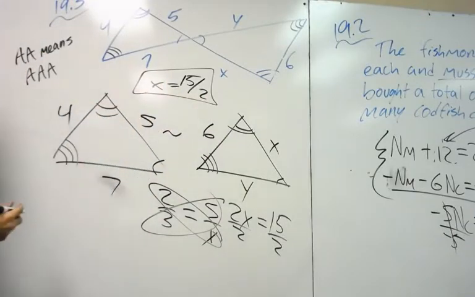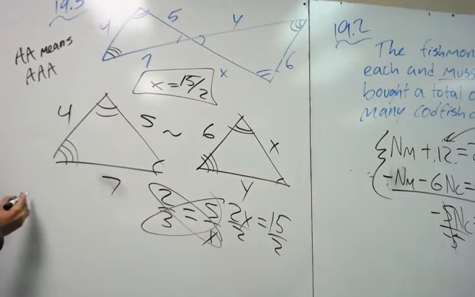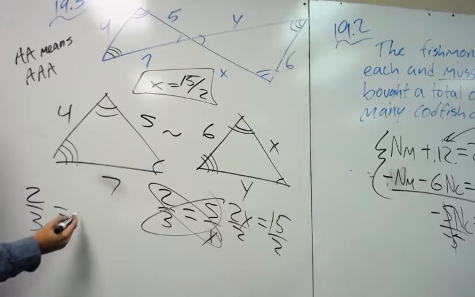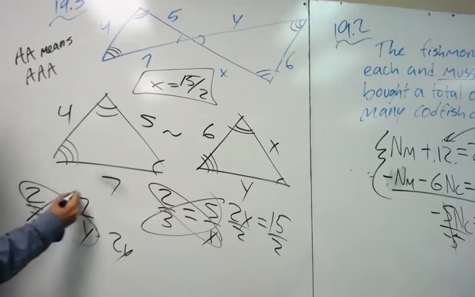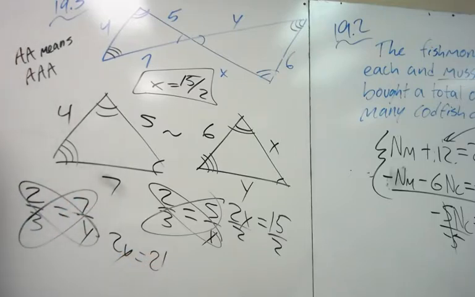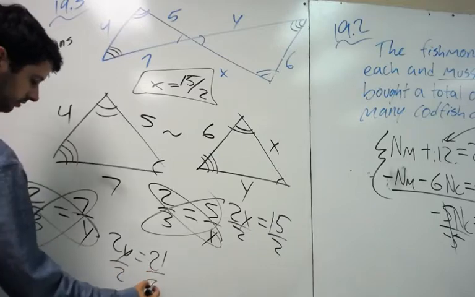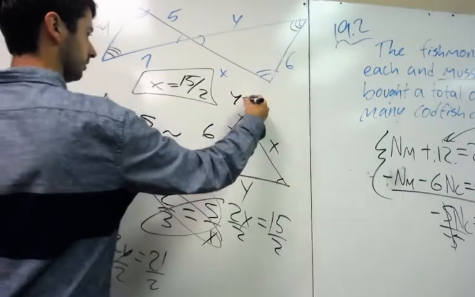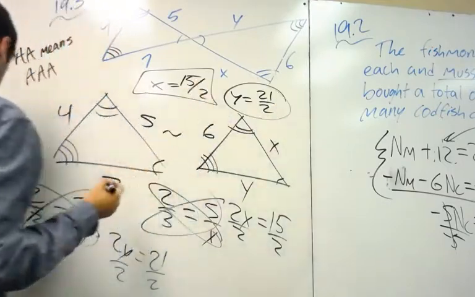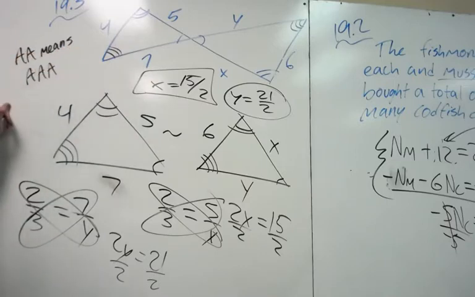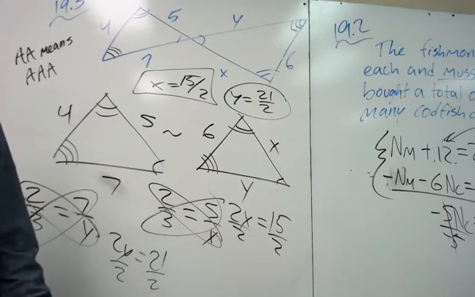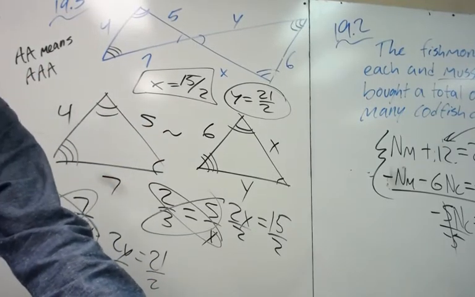And then you solve for y. Use your same ratio, 2 over 3, 4 over 6, whatever, equals 7 over y. Cross multiply. 2y equals 21. Divide by 2. 21 over 2 equals y. And that's how you do those similar triangles. Angle-angle means that angle can be assumed. So they're similar. Similar means proportional. And that is all there is to lesson 19.